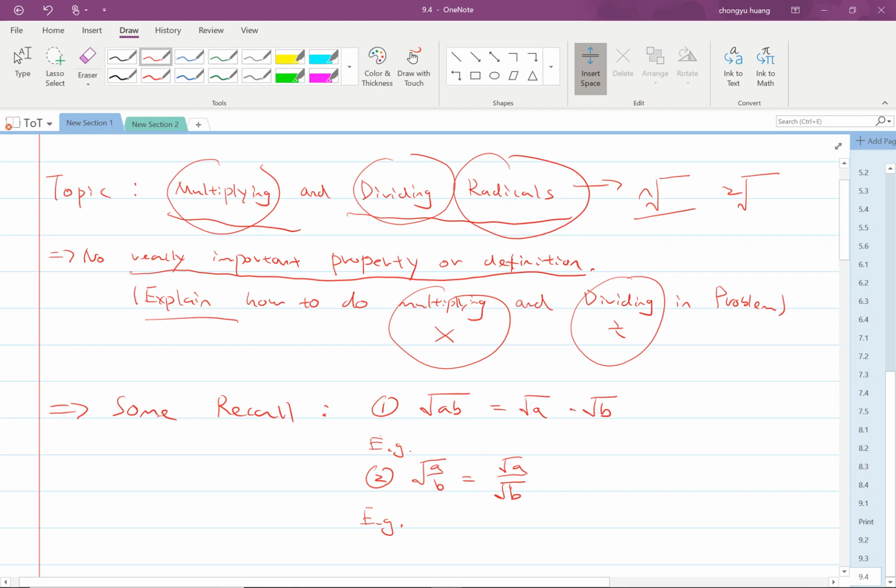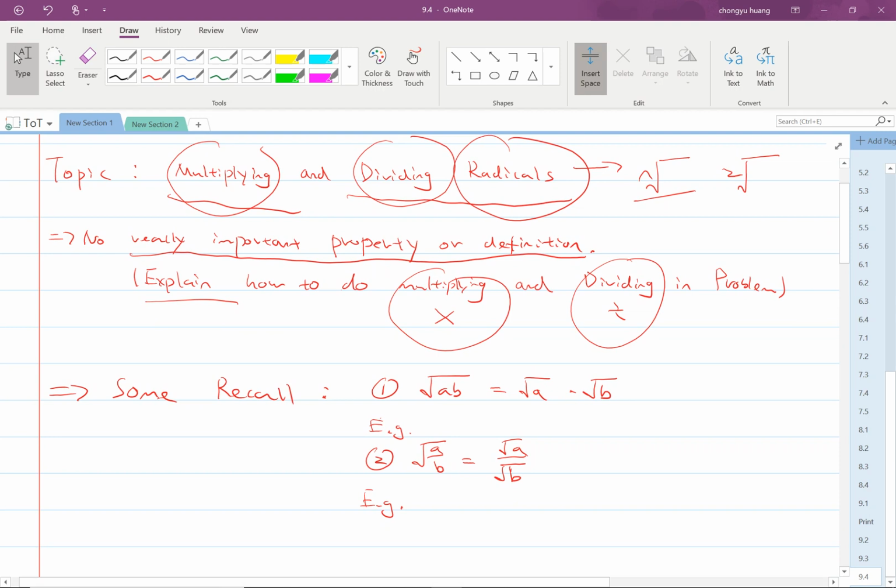Some of the definitions and properties I want to record over here. Let's look at the first property. If you're not familiar, go to my previous video, where I explain each of the properties well. Over here we are just going to do a recall.